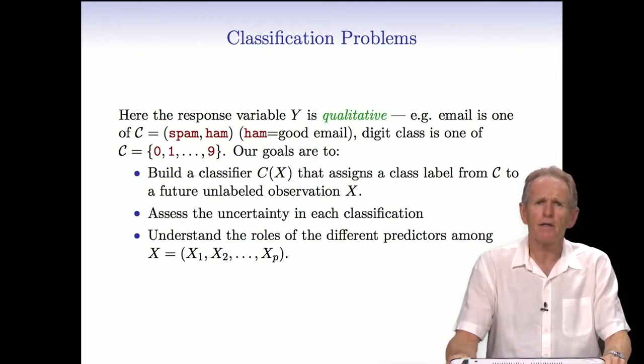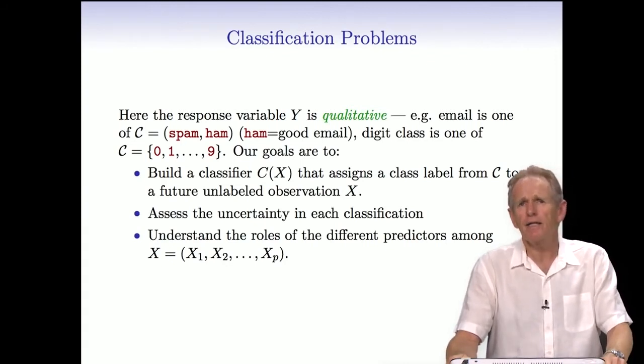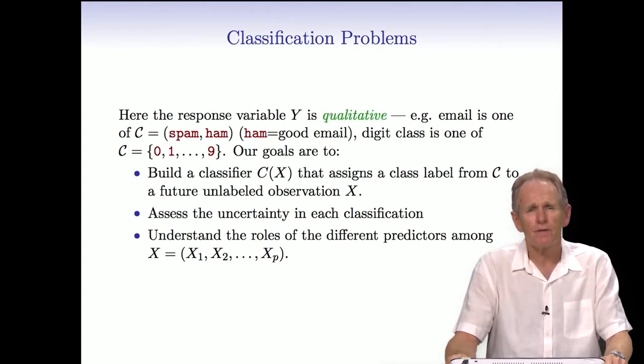For example, email is one of two classes, spam or ham, ham being the good email. And if we classify digits, it's one of the classes 0, 1 through up to 9. And so it's a slightly different problem, and our goals are slightly different as well.